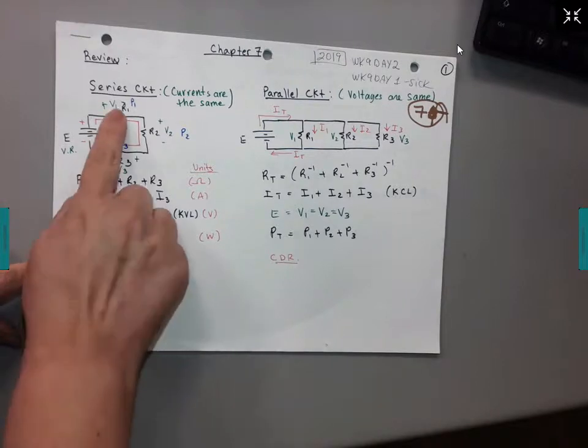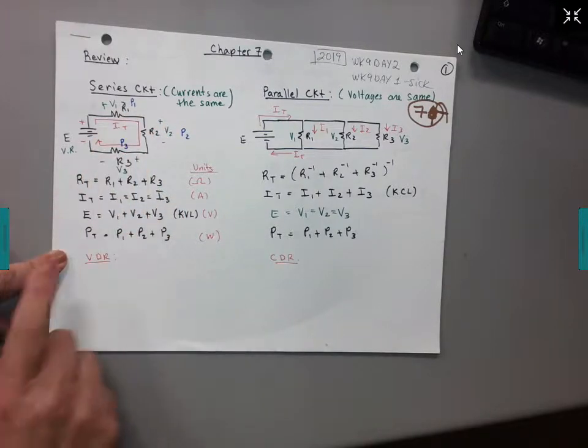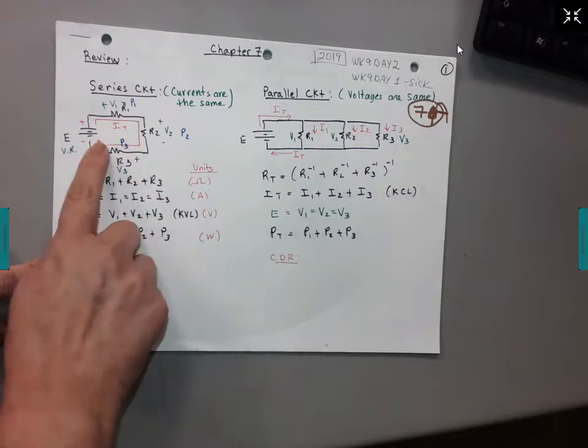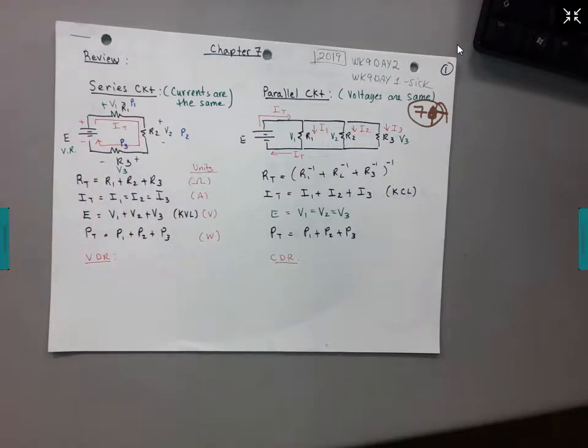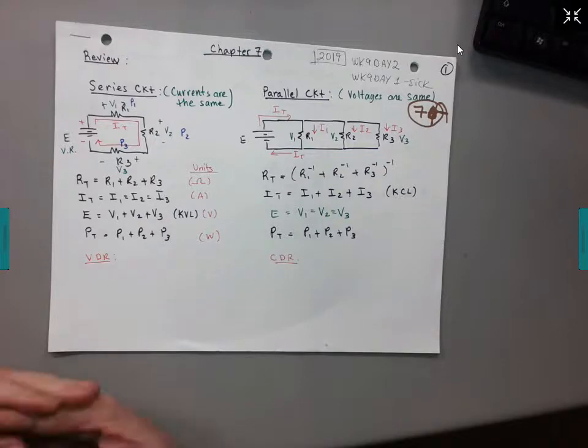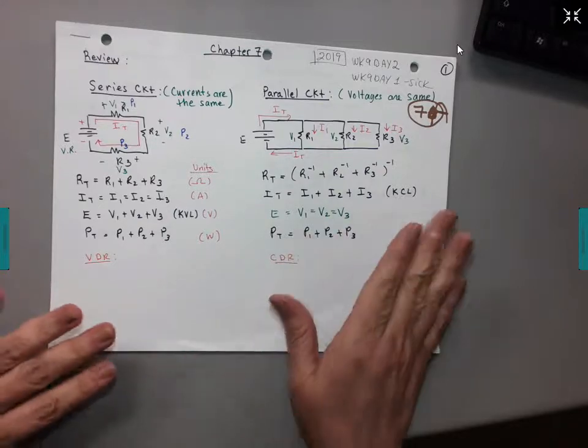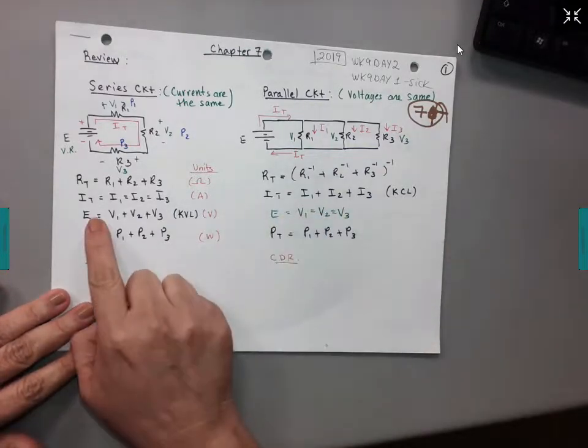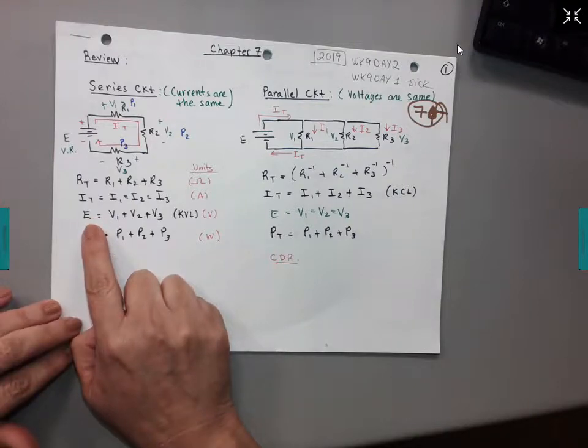RT is the summation of the three resistors. IT is the same. Think about a little bumper car going around the same little warehouse. You should have this as part of your formula sheet. I'm just reviewing because we're going to need it for chapter 7, okay? I'm going to scan this, so don't worry if you can't copy everything.